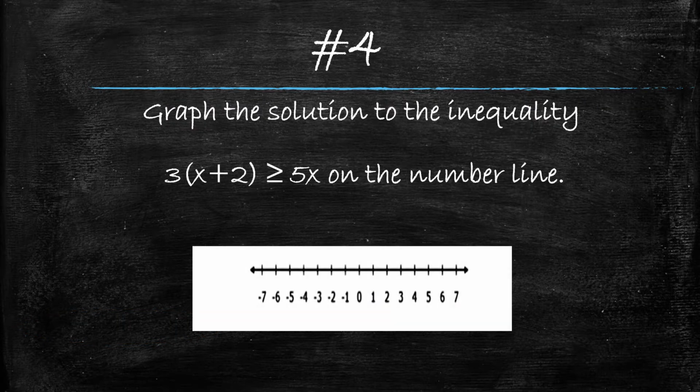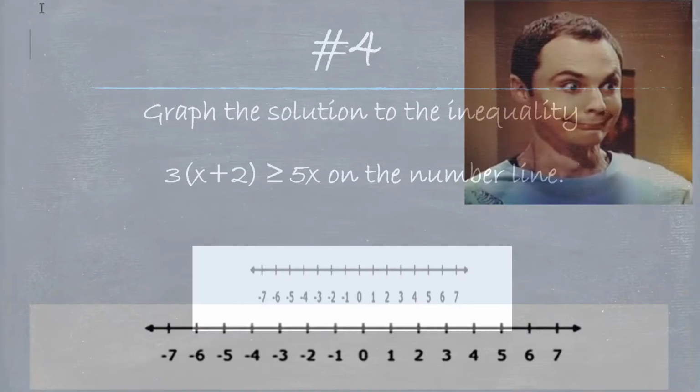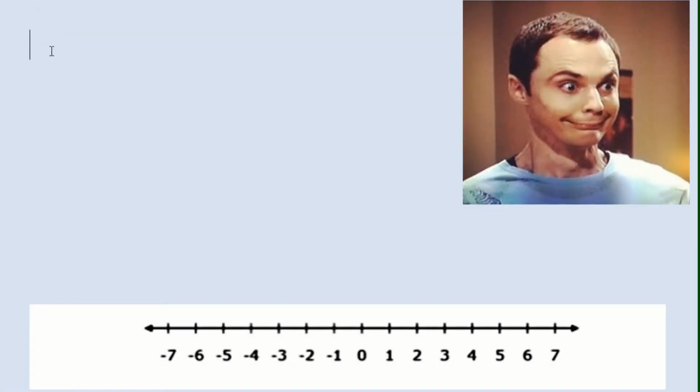Alright, so question number 4 states, graph the solution to the inequality 3 times (x plus 2) is greater than or equal to 5x on the number line. Alright, so let's get to graphing. For the final question, we're having to graph the solution of an inequality. To solve this inequality, you solve it just like a normal equation, pretty much. So 3(x plus 2) is greater than or equal to 5x.